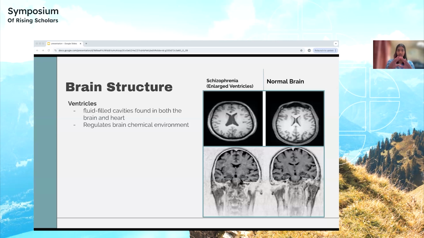Okay, so next we have the ventricles. Ventricles are essentially spaces in your brain, fluid-filled cavities that cushion the brain and regulate its chemical environment, and they play a crucial role in removing waste and maintaining brain pressure.